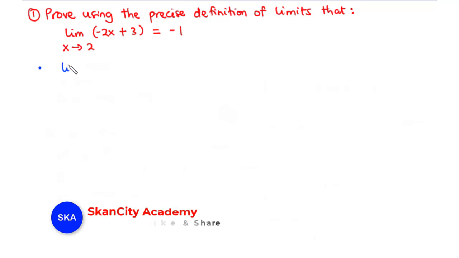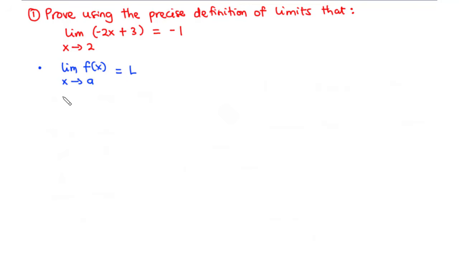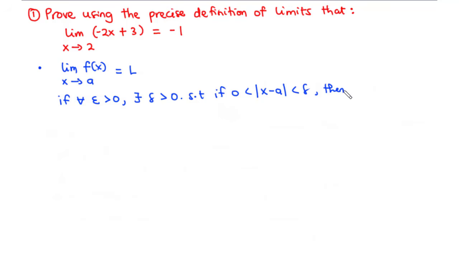So, given that f of x is a function of only one variable, then the limit of that function f of x as x approaches a is equal to L if for all epsilon greater than 0, there is a corresponding delta greater than 0, such that if 0 is less than the absolute value of x minus a is less than delta, then we say that the absolute value of f of x minus L is less than epsilon.